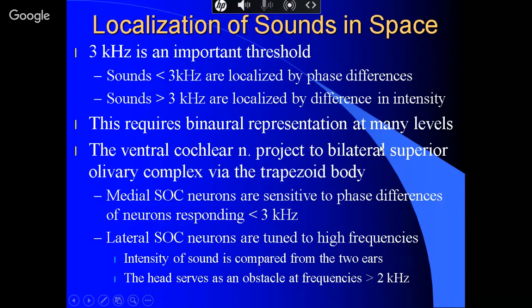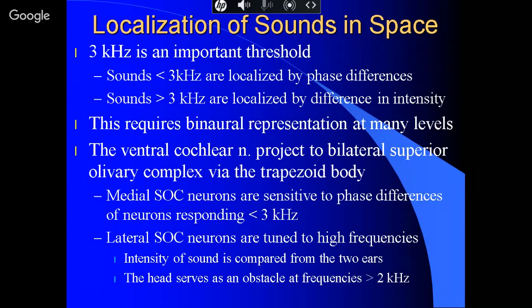The ventral cochlear nucleus then projects to the bilateral superior olivary complex. So you have the cochlear nucleus, and then the superior olivary complex, a bunch of nuclei, and they cross via the trapezoid body. The medial portion of the superior olivary complex is sensitive to low frequency sounds. The lateral portion of the superior olivary complex is sensitive to high frequency sounds. So that's a divergence.